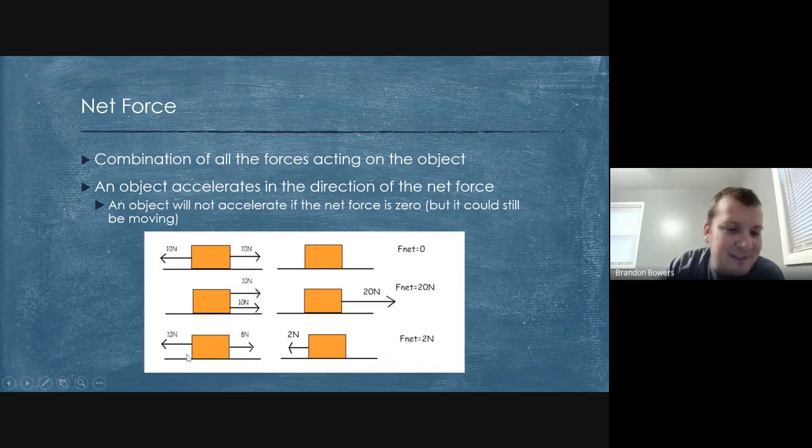In the bottom example, I have 10 newtons pulling to the left, only 8 newtons pulling to the right. If you combine these two, I have 10 going left, 8 going to the right. Combined, my net force is 2 going to the left, because 8 newtons cancel on both sides, which leaves 2 newtons on this side. And that's what a net force is. So net force is a combination of forces acting on an object.